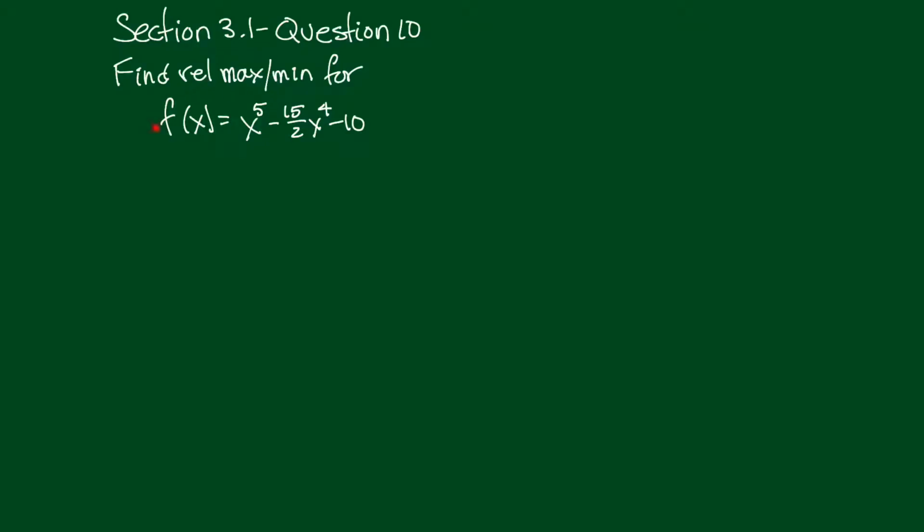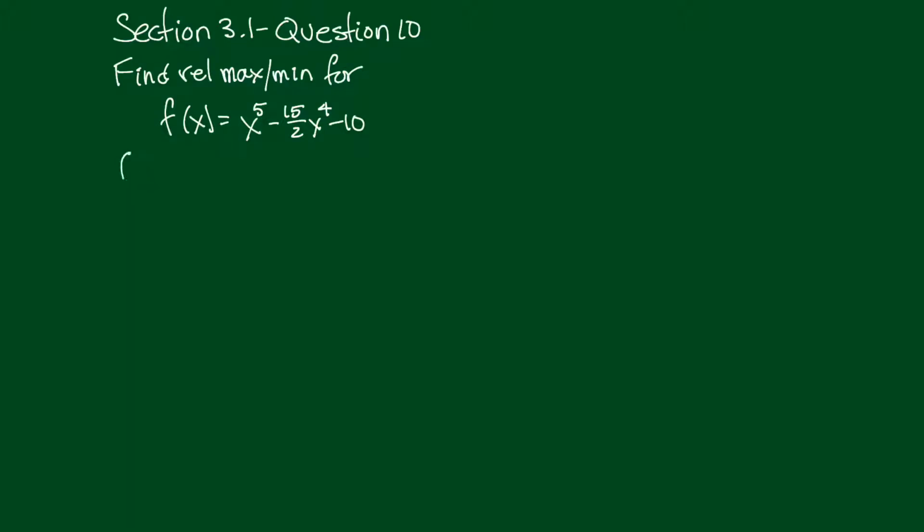So this function here is a fifth degree polynomial, so we know it's smooth and continuous. There's no cusps or corners. So let's see what we can do about finding the smooth relative max and relative min. We'll start by finding the derivative.